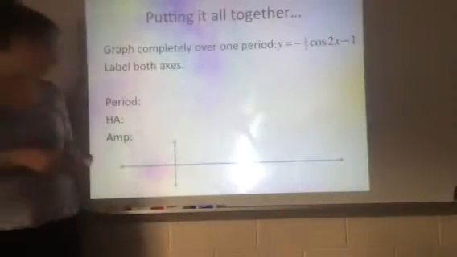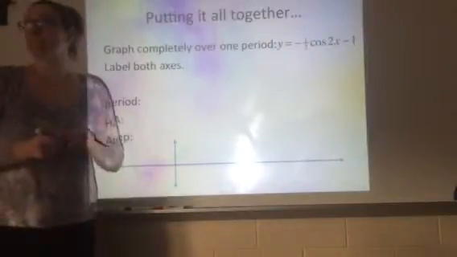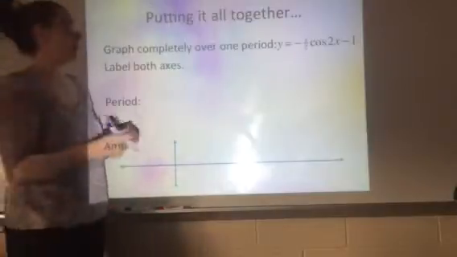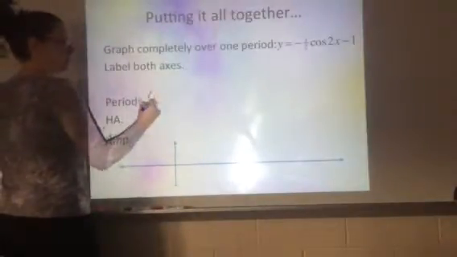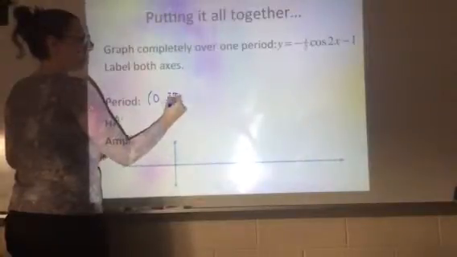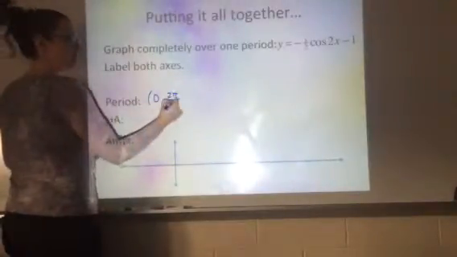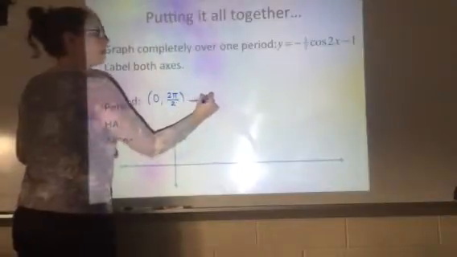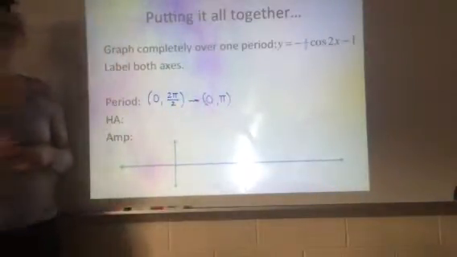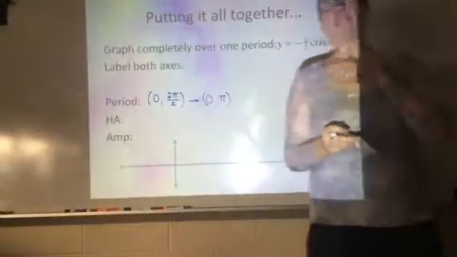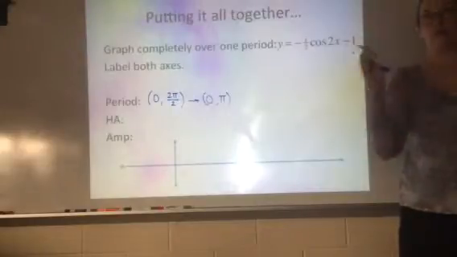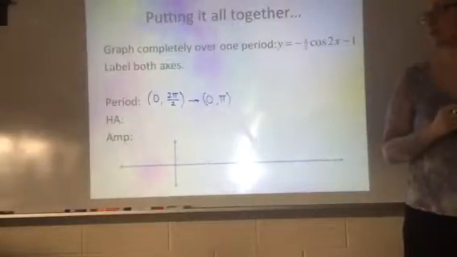What is cosine's normal period? It runs from 0 to 2 pi. So to calculate the period, I'm still going to start at 0, but I'm going to take 2 pi and divide it by 2. So my new period is from 0 to pi. Okay? Which means the entire graph, the wave, is now going to be expressed between 0 and pi. We've condensed the period, so to speak.